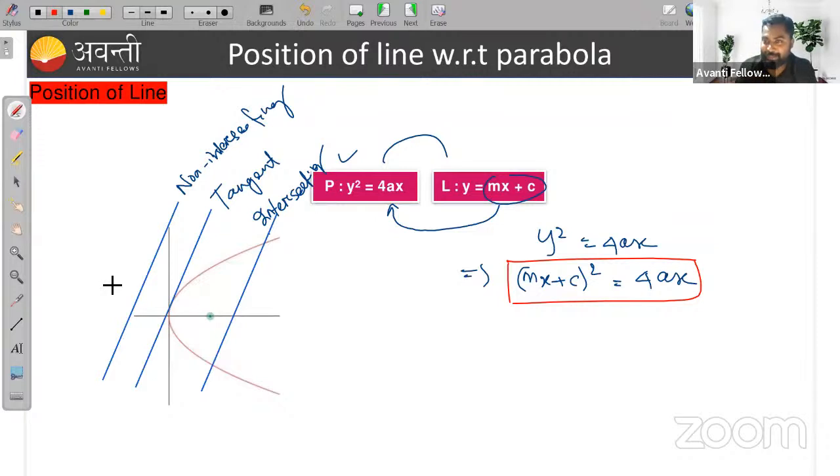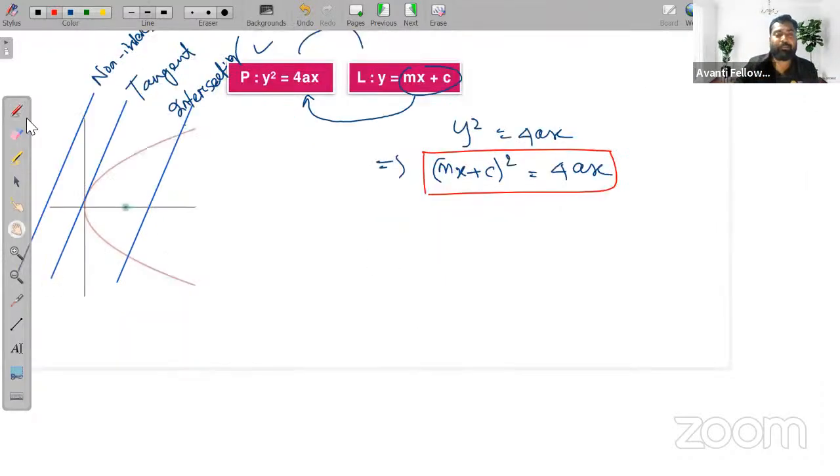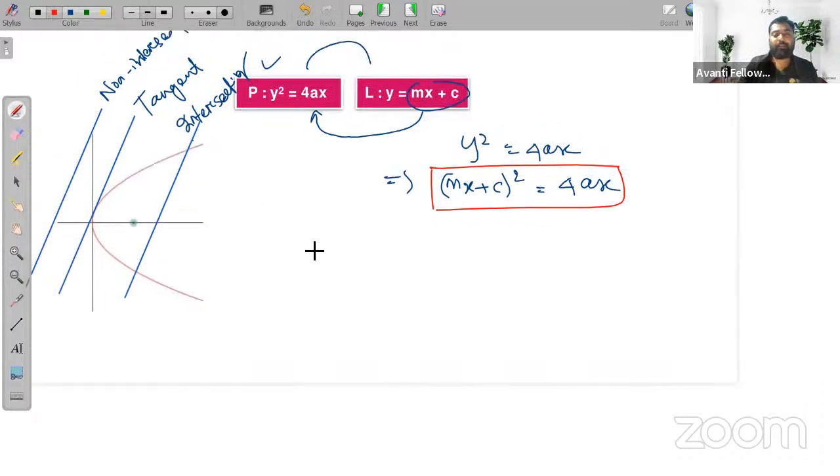But in this case, when we are solving both the equations and you get d less than 0, that means there is no point of contact between the parabola and the line, or we can say the line is non-intersecting. I hope this is clear to everyone. So what are the cases? The first one is d greater than 0. When you simplify these equations, you will get a quadratic equation.